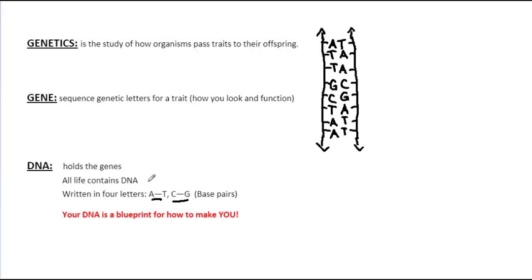Now all of life contains DNA, and DNA is located in every cell. So humans have many cells. Some organisms are just 1 cell. But humans, we have many cells, and in every cell you have DNA. So let's say we're going to take a little piece of DNA, 1 cell from our arm there. That's a cell. In the nucleus of that cell, you have your DNA.